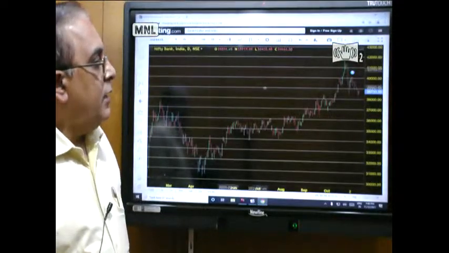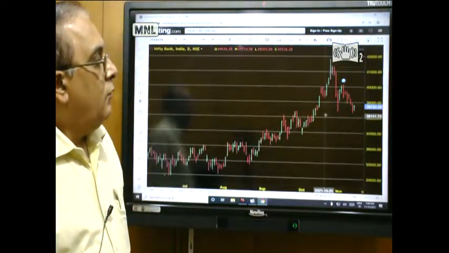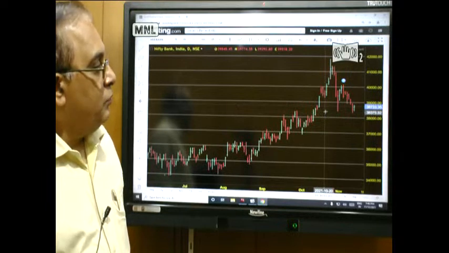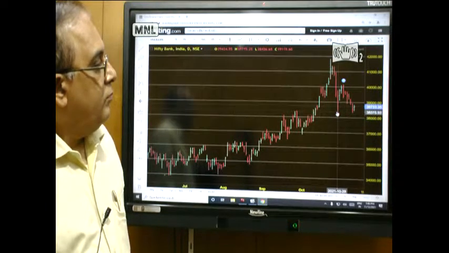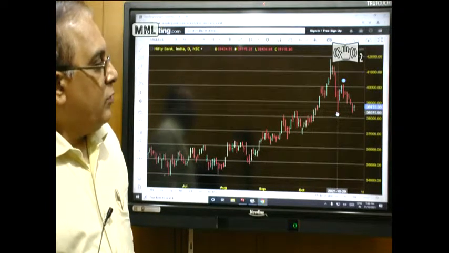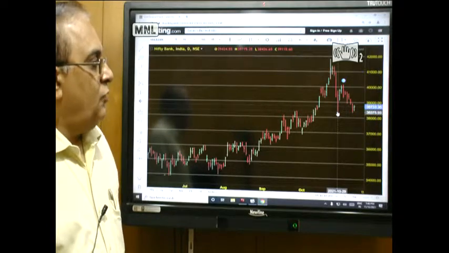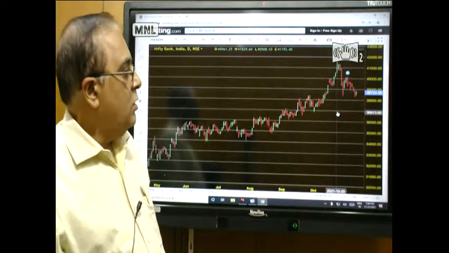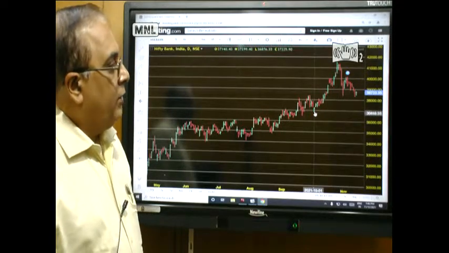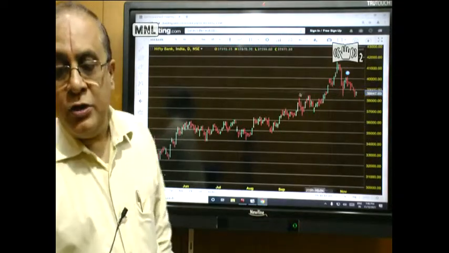So Bank Nifty, very important level of support this place. I think you see there's 38,425, 426. Let's say why it is an important level of support. Now let's look at from this bottom to this top, what is the Fibonacci ratios.